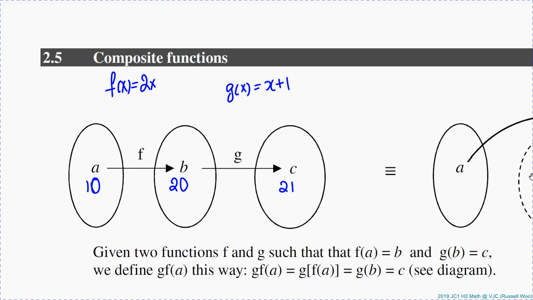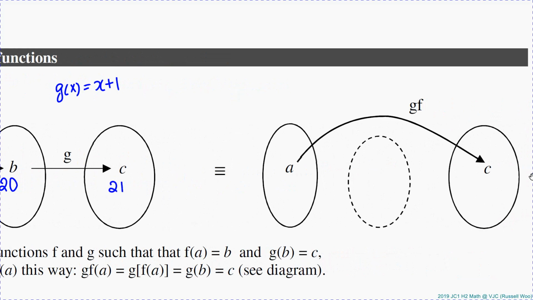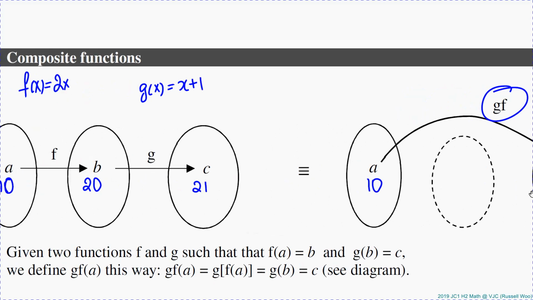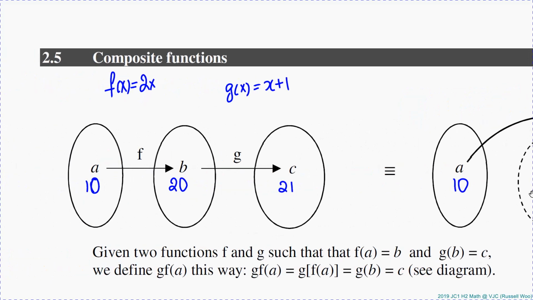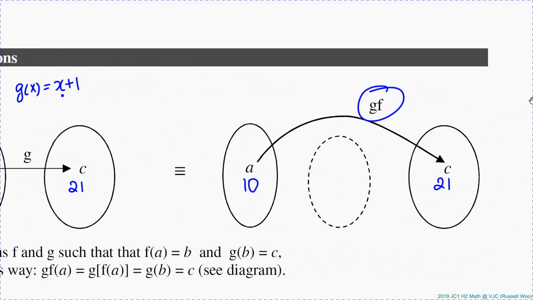Now the question we have is, can we have a composite function? That means we jump straight. Can we have a function that processes the number 10 all the way to 21? And we call it this composite function. Intuitively, we all know f(x) is times 2 and g(x) is plus 1. If you want to jump from 10 to 21, you just times 2 plus 1. So this idea of composite function is, can we find a general expression? If this is x, then what is this one?